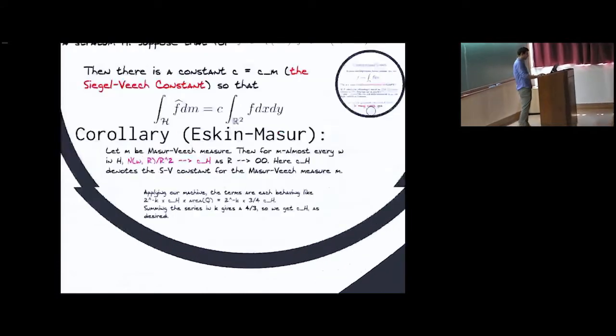And as a corollary, we get that for the Masur-Veech measure m, for m-almost every omega, N of omega and r converges to what's called the Siegel-Veech constant. So there's a constant, and then you can actually compute this constant. I'll tell you a little bit about that in a minute. So let me skip that.